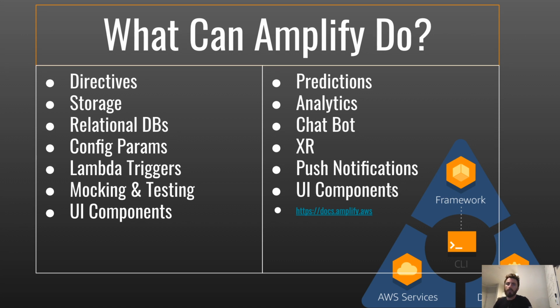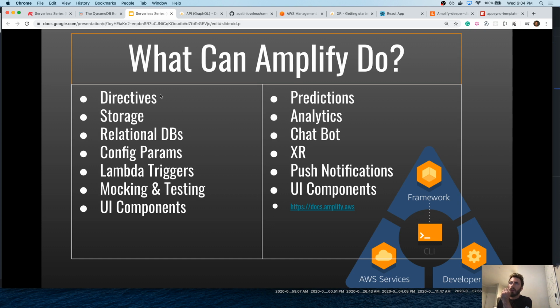Going in depth a little bit more about what Amplify can do, I didn't have enough time to really build out the entire scope of what Amplify could do in this project, so we're going to walk through the docs, because I think the docs are pretty well written. We're going to look at the different aspects of Amplify and what all it has available. They've got all these different configurations, all these different features between directives and storage, relational databases, config parameters, Lambda triggers, mocking and testing, and all kinds of stuff. So we're going to go in depth with what we have available to us.